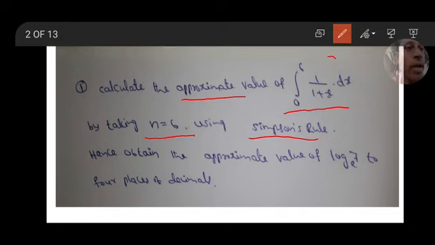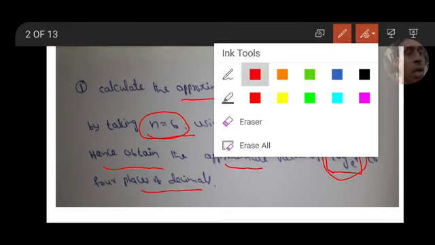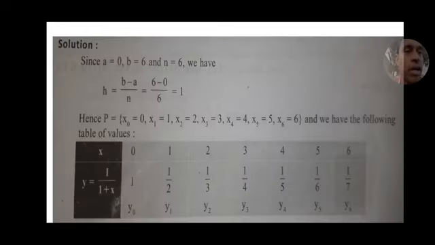Okay, we have to find this integration value from 0 to 6 of 1 by 1 plus x dx by taking n equal to 6. Already the n value is given, and which rule we have to use? Simpson's rule. Hence obtain the approximate value of log 7 to the base e to 4 places of decimals. Means we have to find the log 7 value to the base e for 4 decimal places. Let us see how to find this value.